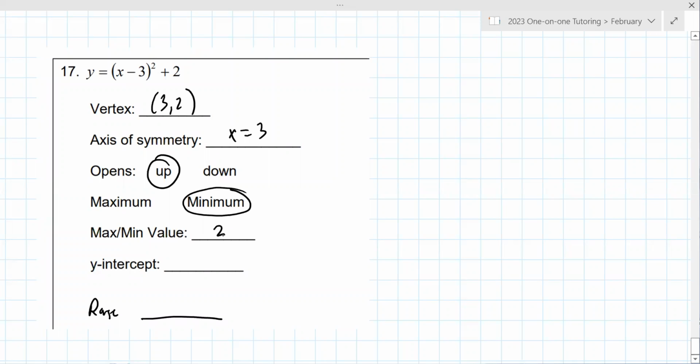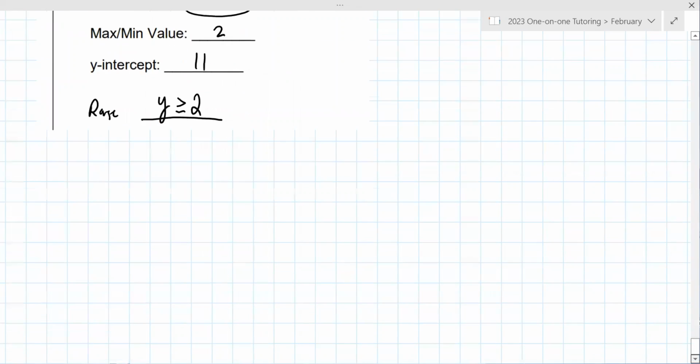The y-intercept, so then plug in 0. 0 minus 3 is -3. -3 squared is 9. 9 plus 2 is 11. So the y-intercept is 11. And the range is y is greater than or equal to 2. Good. All right. I'd say you got it down. Any other quadratic questions before we move on to even or odd? Nope.